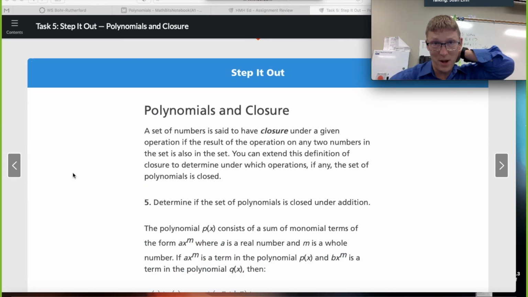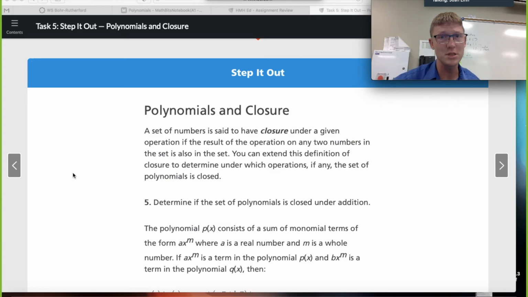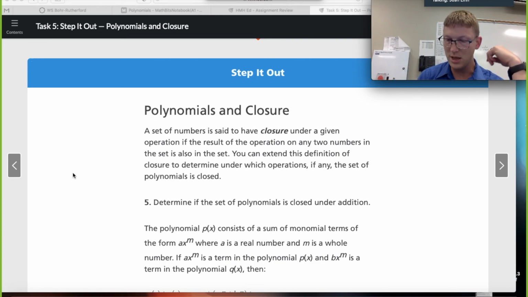But polynomials and closure: a set of numbers is said to have closure under a given operation if the result of the operation on any two numbers in the set is also in the set. You can extend this definition of closure to determine under which operations, if any, the set of polynomials is closed.